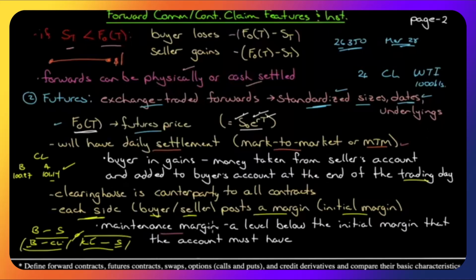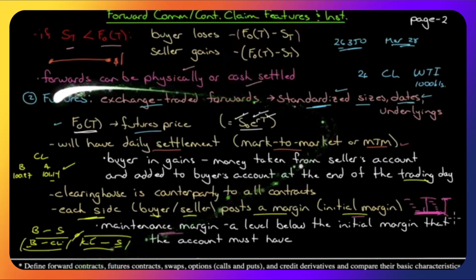There's also something called a maintenance margin. So you'll post your initial margin, and let's say you start losing. Well, your margin starts dropping until you hit this line called the maintenance margin. This is a level below the initial margin that the account must have. Once you hit this margin, you then must bring your account back up to the initial margin. And if you keep losing, you hit this again, you must bring your account up. If you can't, the contract is closed on you. It's called a forced liquidation.